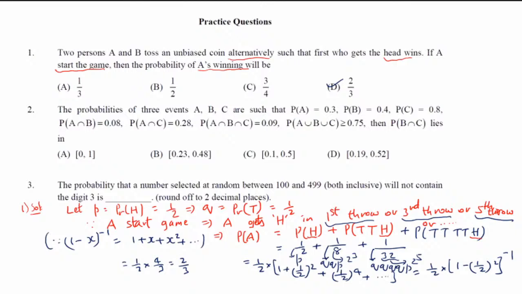So the next question, I'm doing this third one. First of all, the probability that a number selected at random between 100 and 499, both inclusive. So total outcomes is 400 numbers. If it is both exclusive, 398. So let us start the third solution here only.